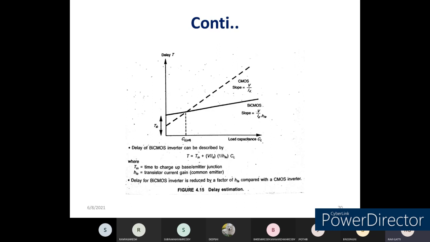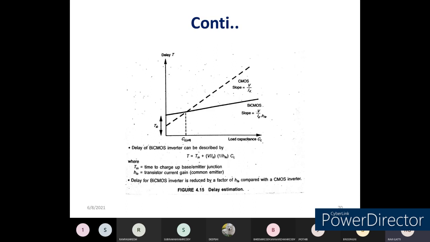And why it has been reduced is because of one of the important parameters we have considered in BiCMOS technology, which is the BiCMOS inverter. Basically this BiCMOS inverter will reduce the delay depending upon the transconductance, that is the conductance of the current gain of the CMOS inverter technology. Because of the inclusion of the transconductance in BiCMOS technology, the slope has been reduced.